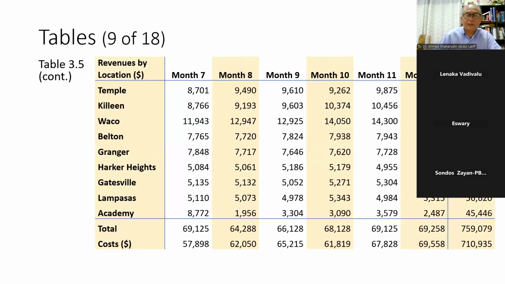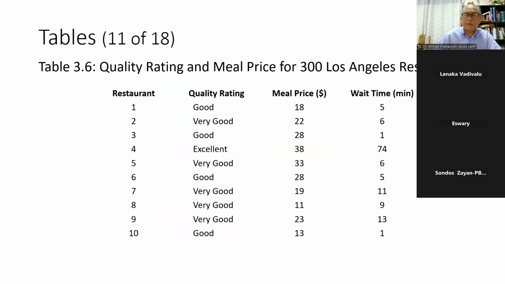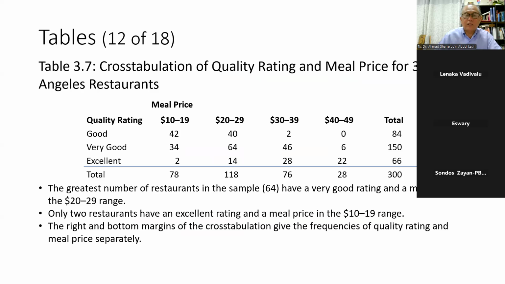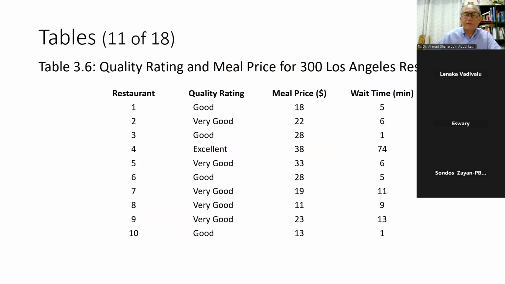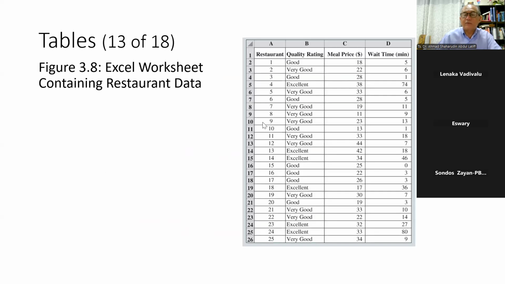So this is another way of laying out tables. You can also use cross tabulation. We'll learn cross tabulation using pivot tables. I think I'll provide some tables there. One way to do cross tabulation is to use this range, and then you can have this distribution between quality rating and meal price. You put a distribution table from 10 to 19, 20 to 29, instead of having this.